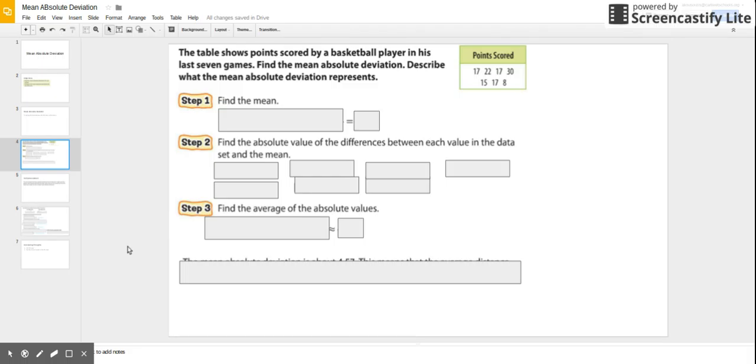The table shows points scored by a basketball player in his last 7 games. Find the mean absolute deviation. Describe what the mean absolute deviation represents. So here are the points scored right here.